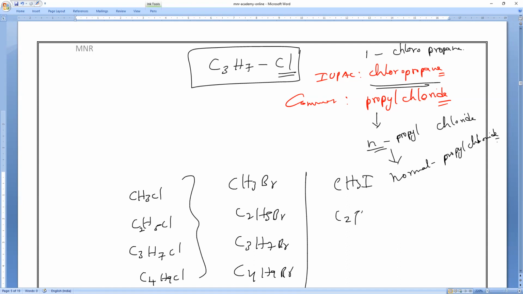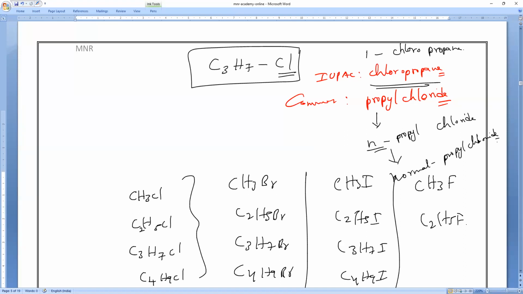CH3I, C2H5I, C3H7I, C4H9I. This is also a homologous series. CH3F, C2H5F, C3H7F, fluoro, C4H9F. This is also a homologous series.